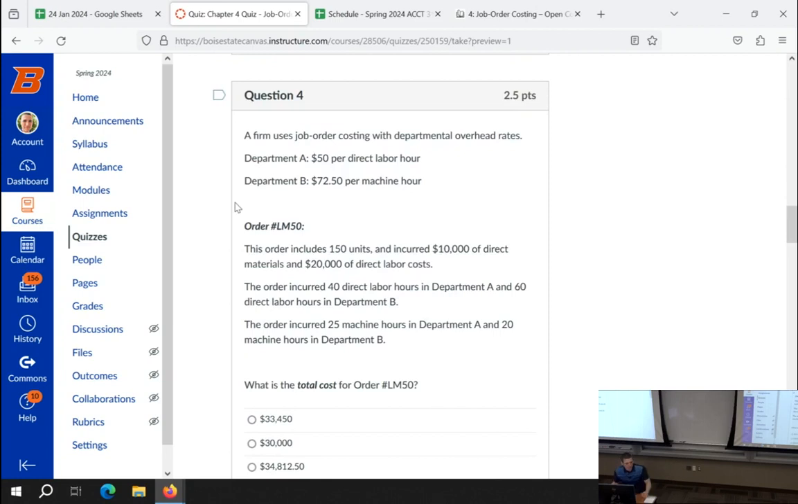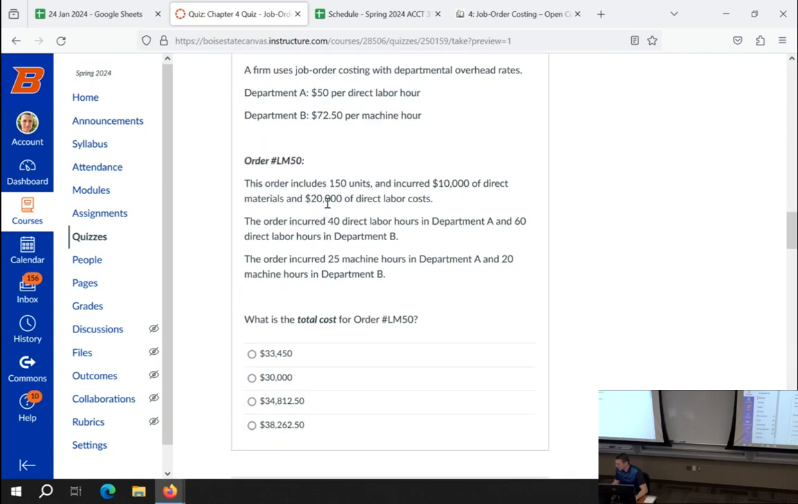Now this is a little more comprehensive, a few more steps in this one. I give you the PDOH rates for each department, but now I'm asking you to apply them to order LM50. That's bolded and italicized because sometimes I change it. There are some versions of the question that have different order numbers, and that changes some of the facts here, I believe. And sometimes I ask you for total cost, sometimes probably overhead cost, maybe sometimes unit cost for the order.